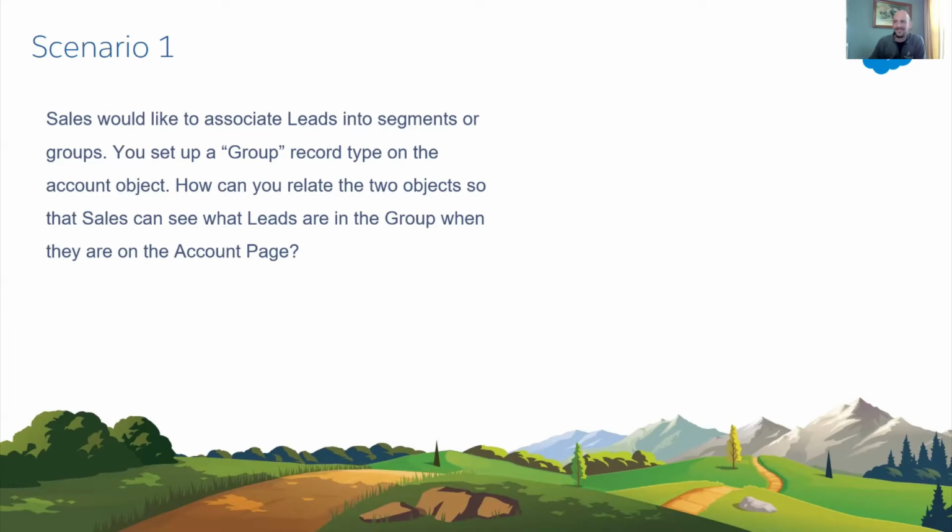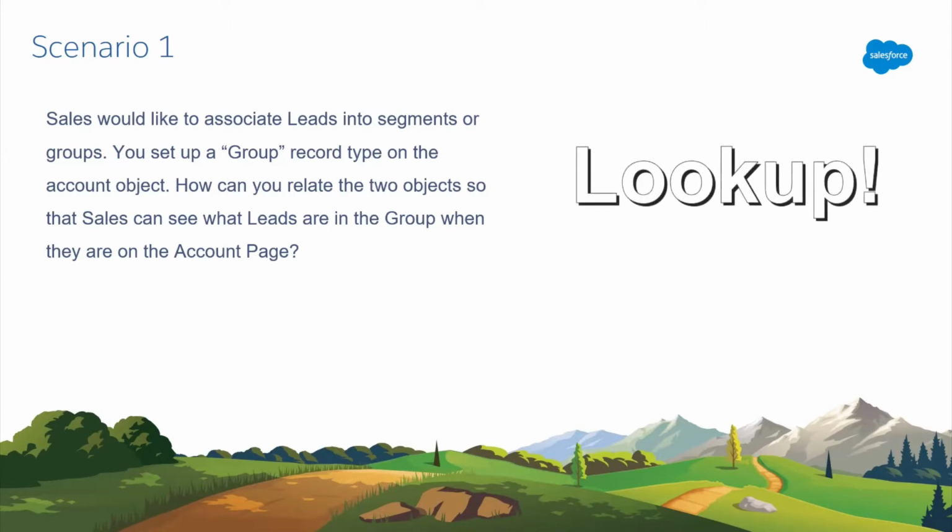Matt? You could do a lookup to group on the lead object. Bingo. Lookup. Why a lookup? Anyone? Don't be shy. You know it. Trust your instincts. Because you want to see the related list.